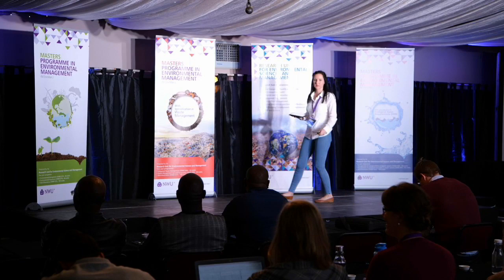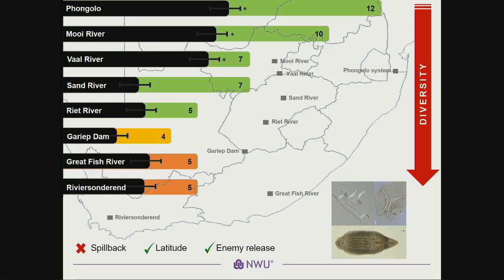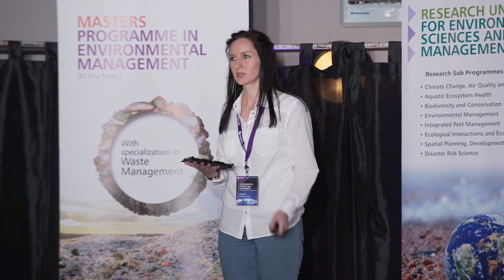Good day, everyone. One of the aims of this study was to determine if there was a parasite diversity gradient throughout South African populations of Clarias gariepinus, more commonly known as the barbel or catfish. So we looked at the latitudinal biodiversity gradient, as well as the enemy release hypothesis and parasite spillback. Eight sampling localities were selected, with the native populations in the northern part of the country, and then the Rietvlei Dam and the Great Fish River in the southern part of the country as our non-native populations.